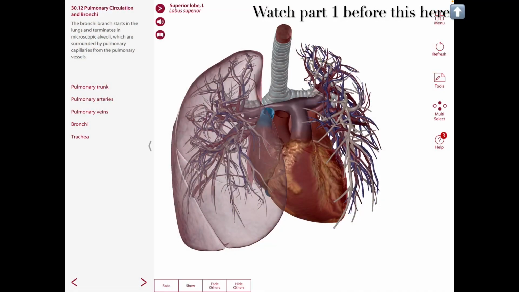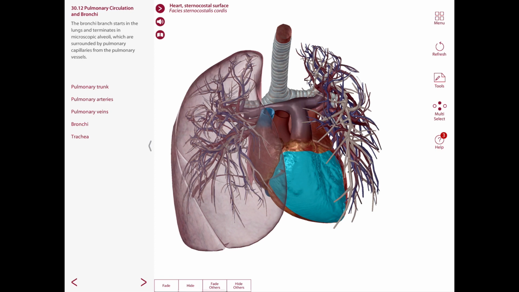Here we can see the pulmonary trunk. This structure carries poorly oxygenated blood from the right ventricle into the lungs, and it begins at the pulmonary orifice of the right ventricle, and it runs superiorly, posteriorly, and to the left. This structure ends inferior to the aortic arch by dividing into right and left pulmonary arteries, and it is located in the middle mediastinum within the pericardial sac.